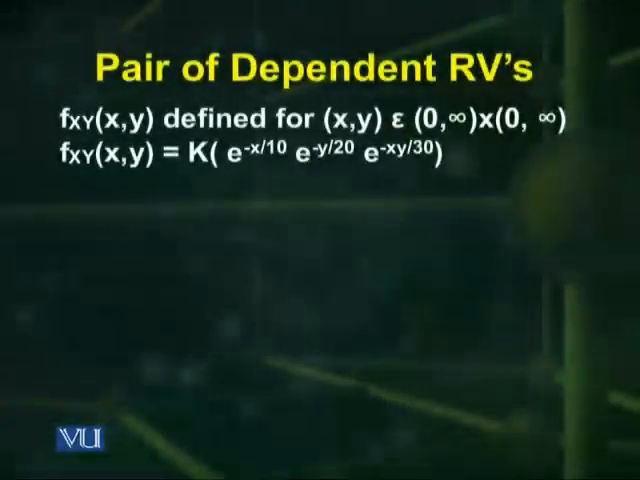So if we want to find the final value of this density, you have to take this expression, e raised to power minus x over 10 times e raised to power minus y over 20 times e raised to power minus xy divided by 30, and integrate it over the whole of first quadrant. When you do that, you'll get a number, and that number should be used to normalize this total area so that the total area is 1. So if you find this number to be 1 over k, then you multiply this expression with k to get a total volume of this terrain equal to 1.